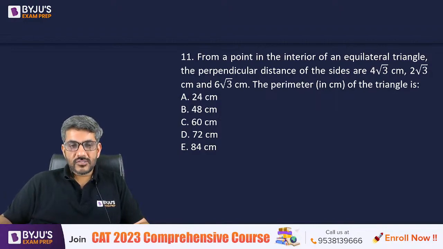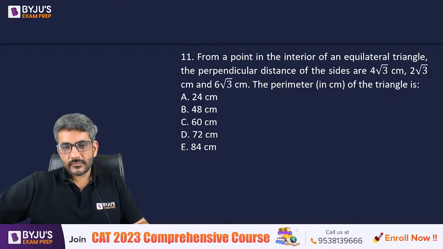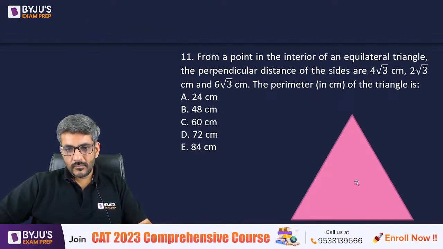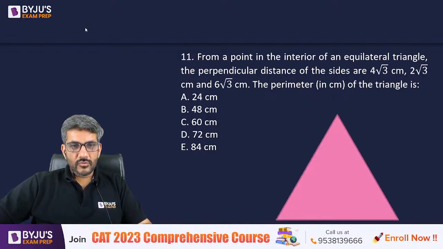So here we have the last question of the day. From a point in the interior of an equilateral triangle, the perpendicular distances to the sides are 4 root 3, 6 root 3, 2 root 3. The perimeter of the triangle is what? So by the time you do it, I'll just try to make the equilateral triangle.